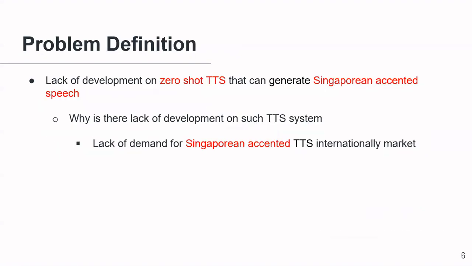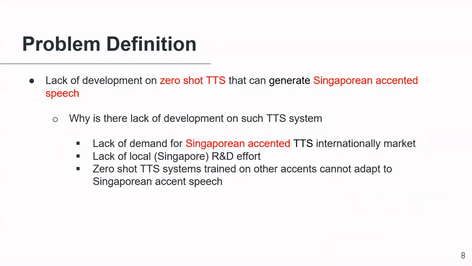Currently, there is lack of development on zero-shot TTS that can generate high-quality speech in Singaporean accent. One reason is because the demand for Singaporean accented TTS is relatively low in the global market as compared to TTS of other accents. And there is not enough local effort in Singapore to develop such TTS system at the moment.